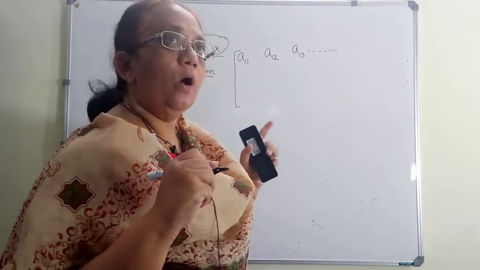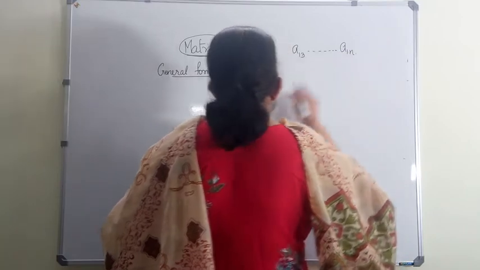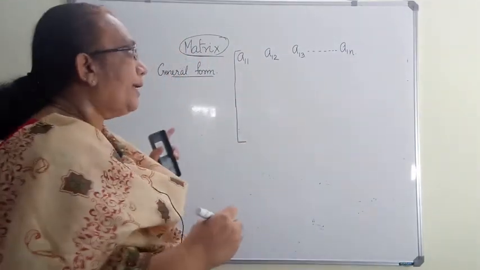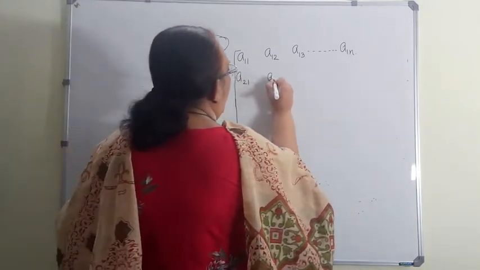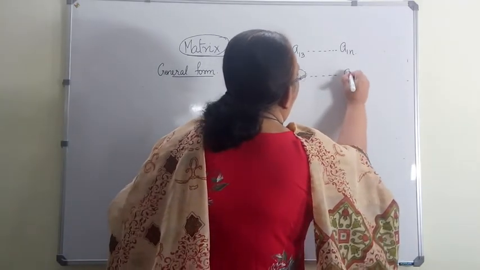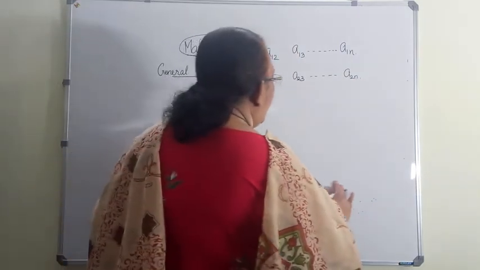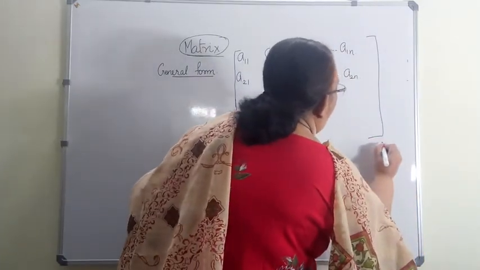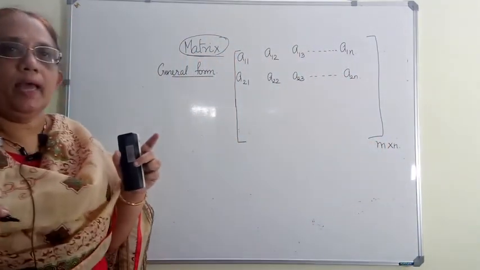Suppose it has n columns, it will be A1n. Second row, first column, it will be A21, A22, A23, etc., A2n. Now, generally I am speaking of a matrix which has m rows and n columns.